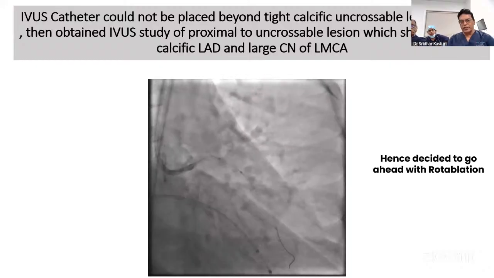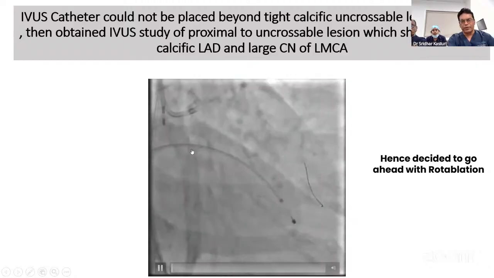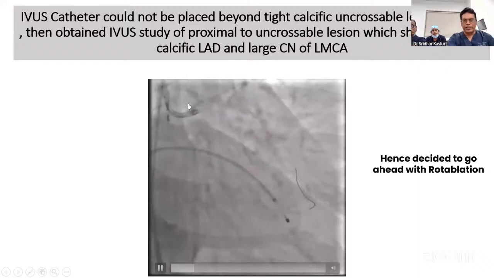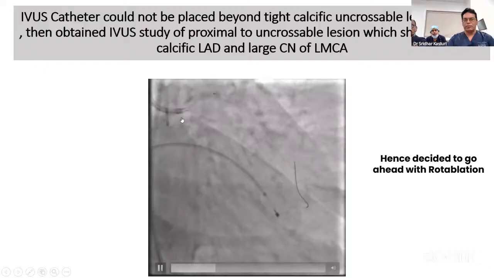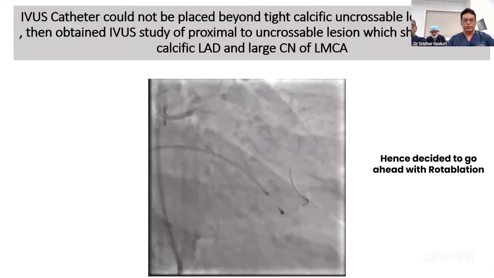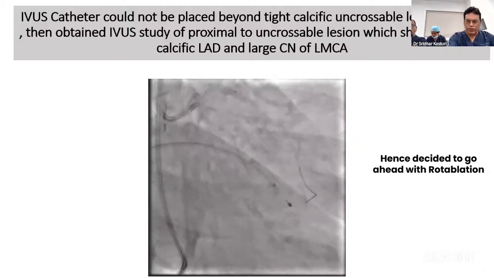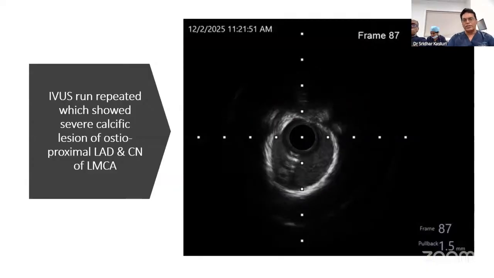So here, an uncrossable lesion with a large calcium nodule in the left main. And if you see, the calcium is also extending from the ascending aorta into the left main. So here we should be very careful about the guide catheter. What happens sometimes when pushed, it may cause dissection and acute closure, because the calcium is there. So you have to be very, very careful. Now we are showing the IVUS image.